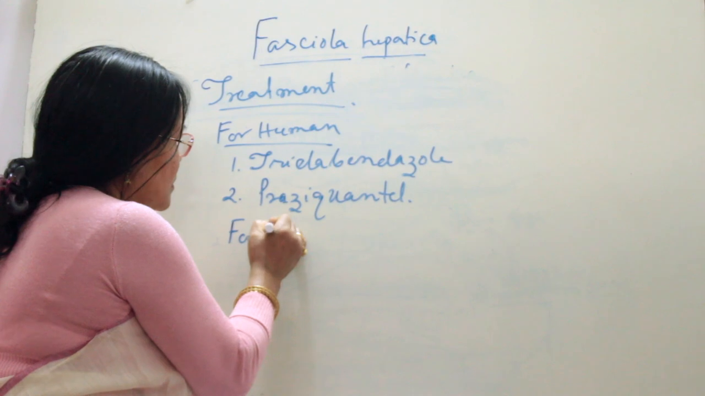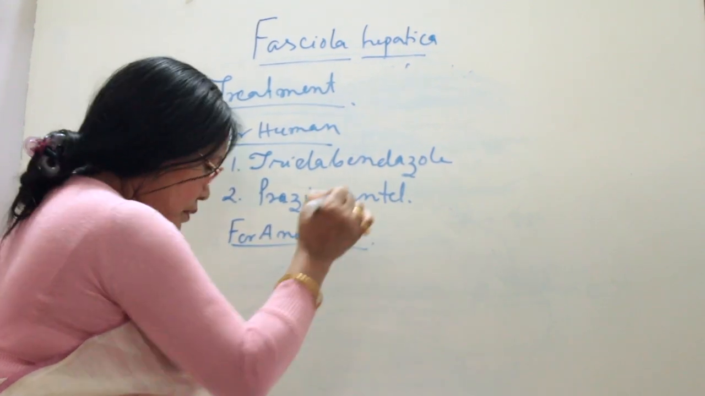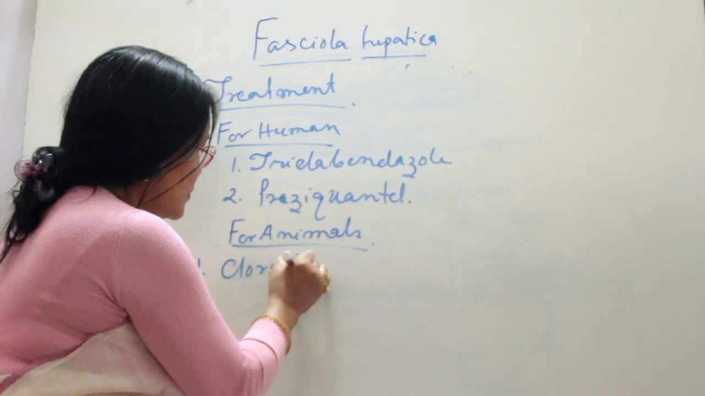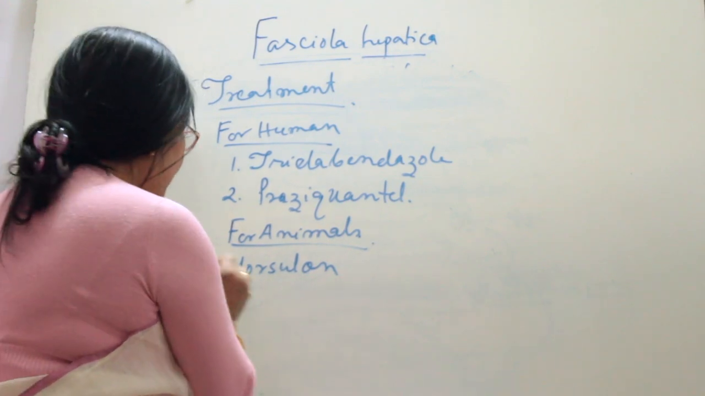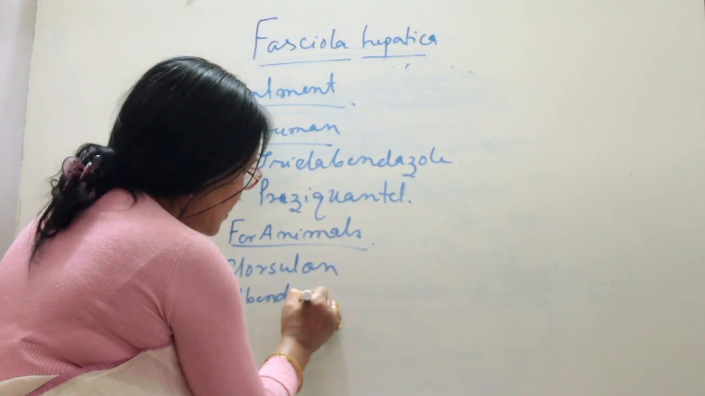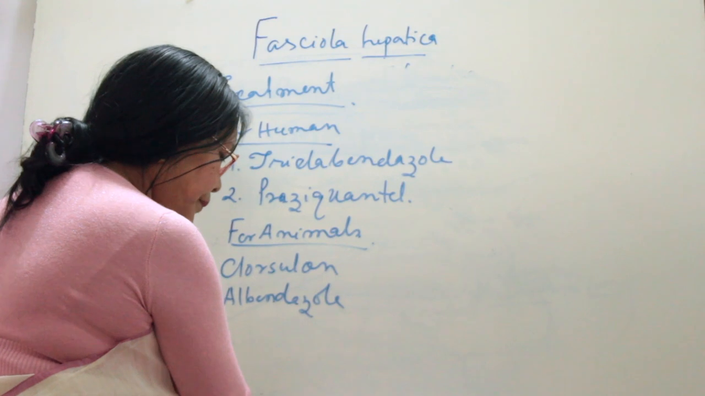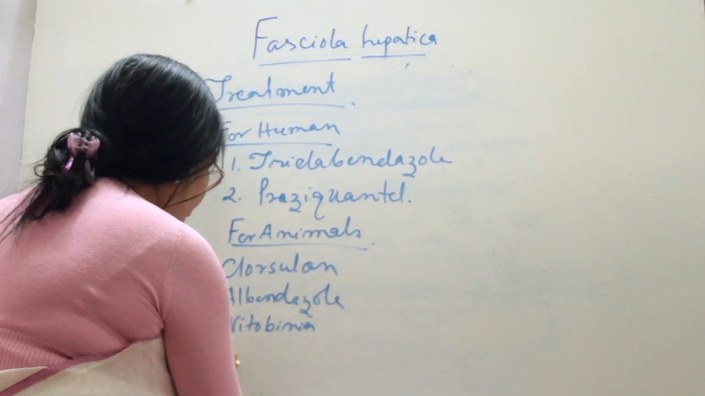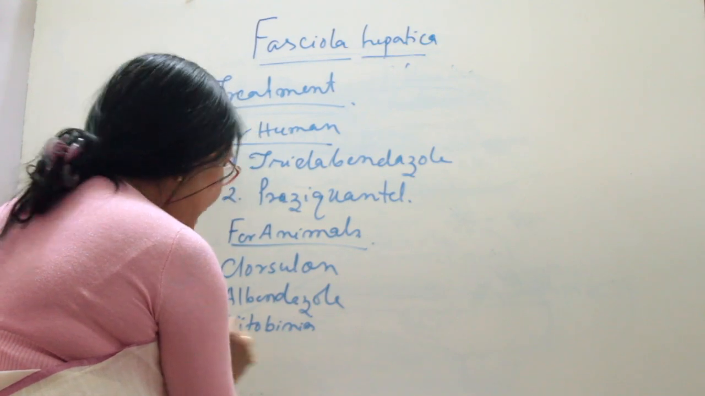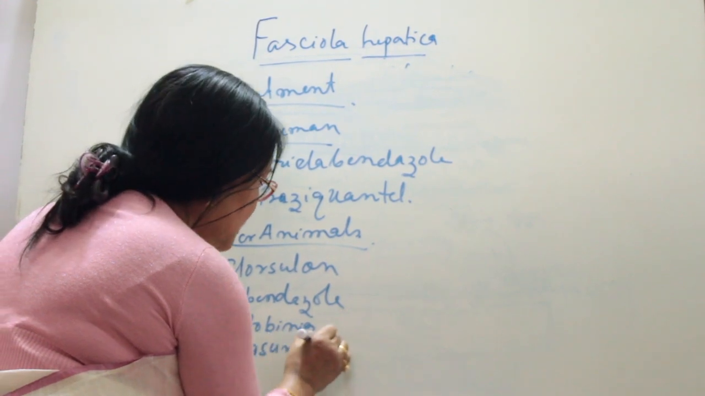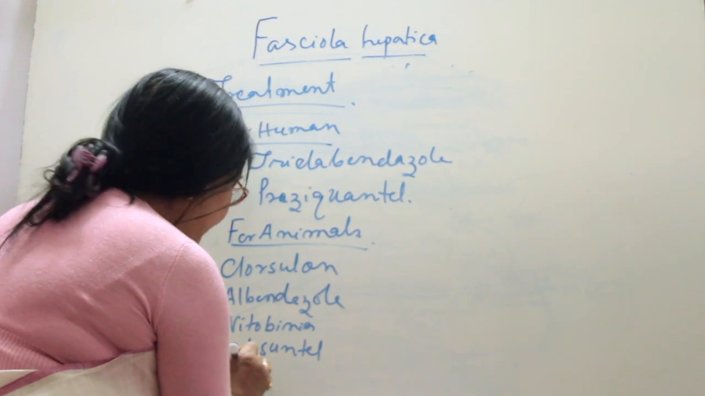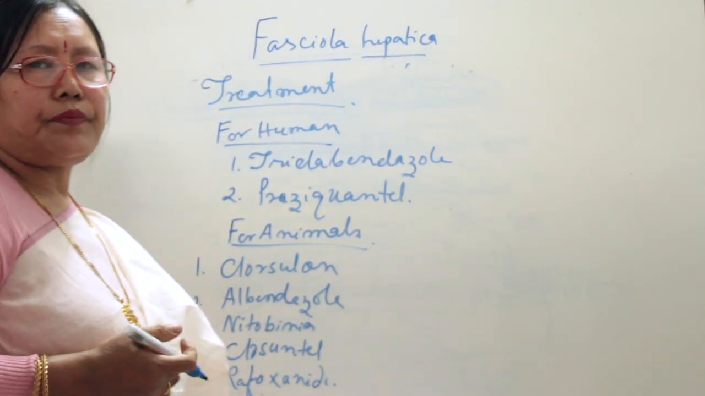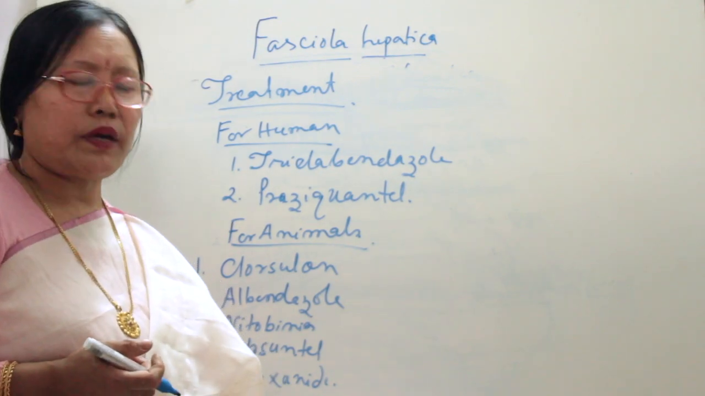Then in case of animals, the tablets are: number one, clorsulon; number two, albendazole; number three, nitroxynil; number four, closantel; number five, rafoxanide. These are the treatments of this fasciolasis both in human beings as well as in animals.